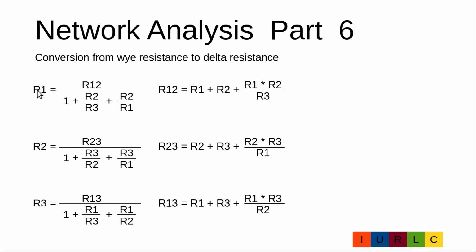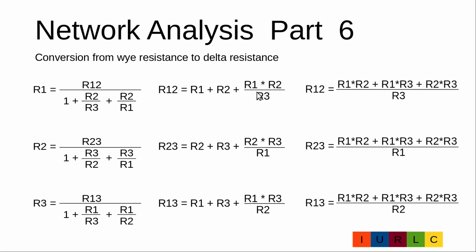Now we bring the denominator on the other side and multiply each element with R1 and get R12 is R1 plus R2 plus R1 times R2 divided by R3. In principle, this is the formula we are looking for, but usually it is written in a little bit different way. Therefore, we extend R1 and R2 with R3 and bring it on the top of the fraction bar and get R12 is R1 times R2 plus R1 times R3 plus R2 times R3 divided by R3. And of course we do all this calculation on the other two lines.